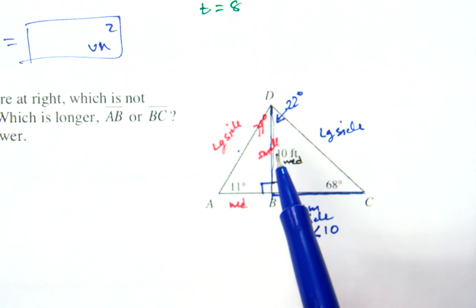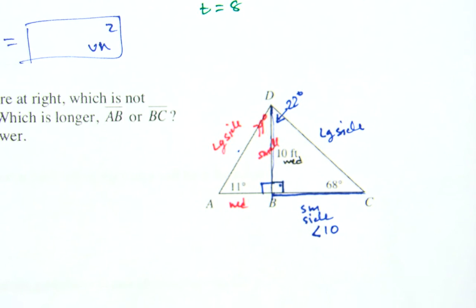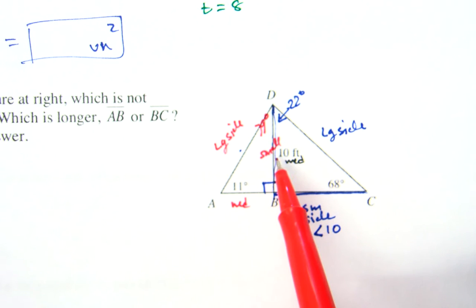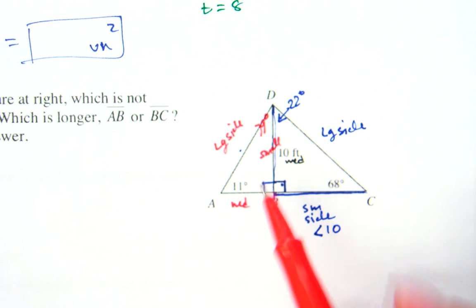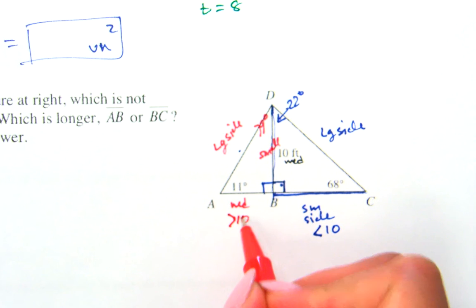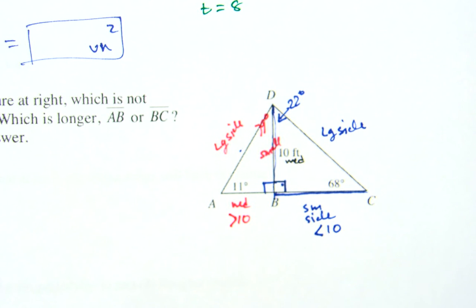Okay, and then since for the red one, 10 is the smallest one, this side, AB, is the medium one, and it has to be more than 10. Does that make sense? I hope that makes sense. I mean, it makes sense to me, but you kind of have to put one puzzle here, one puzzle there, and then just kind of mix them together.